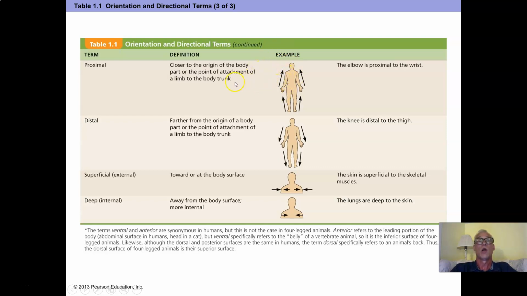So those terms won't work, and we'll therefore use proximal to refer to elements or structures of your arms and legs that are closer to their attachment to the torso. And we'll use the term distal to refer to aspects of those appendages that are further from the attaching point to the torso. So proximal and distal come in very handy. Superficial just means closer to the surface of the body. Deep just means deeper relative to some other anatomical structure.